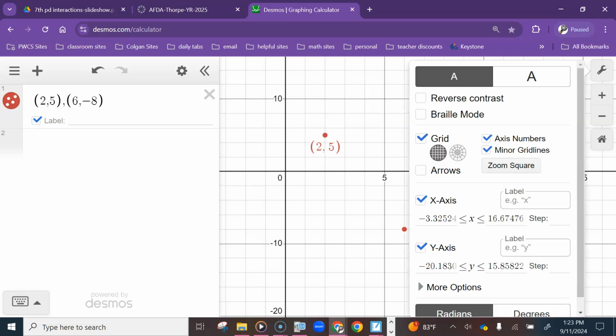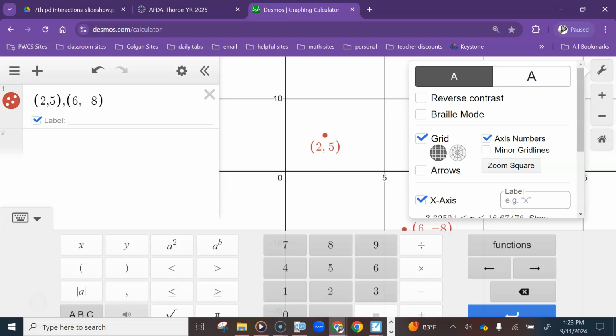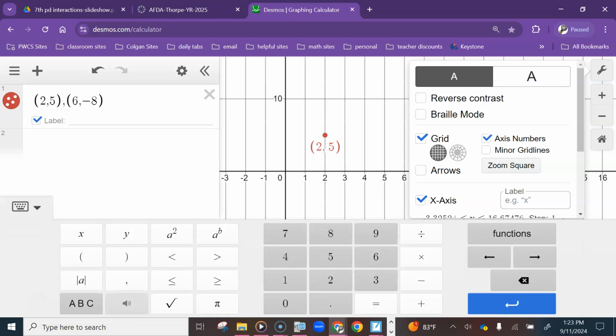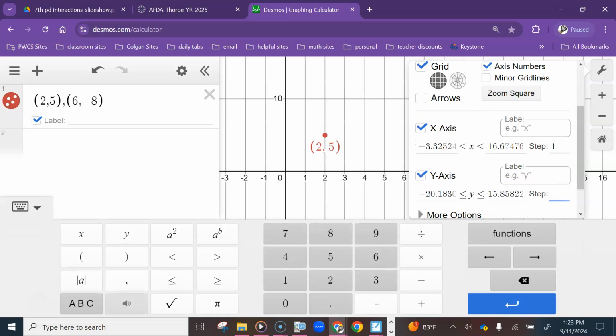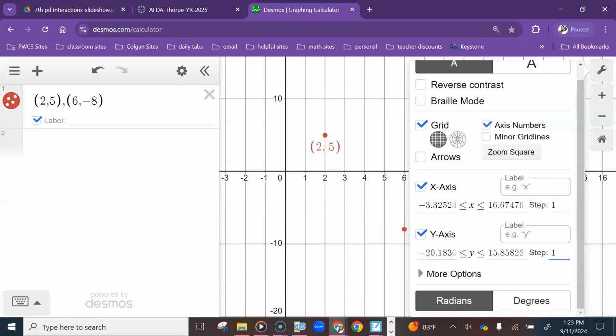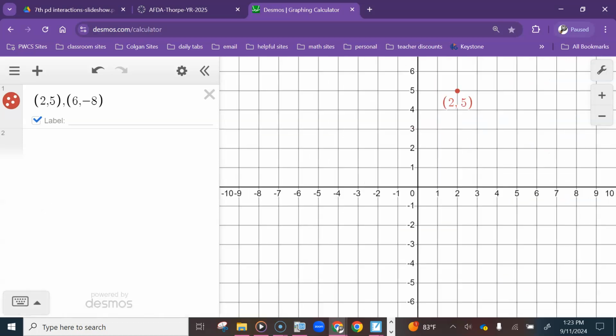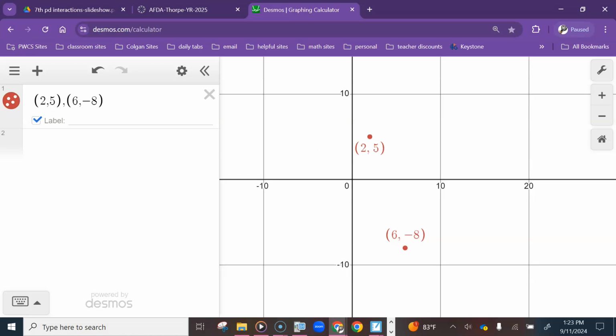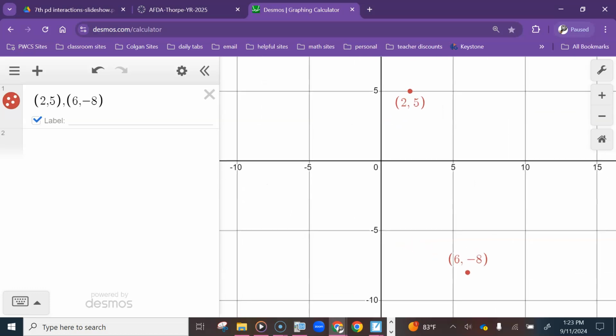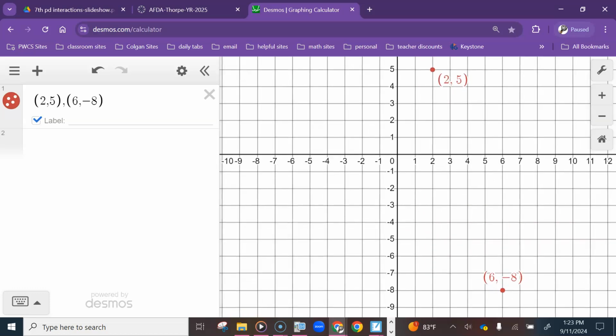So I change my settings. I turn off the minor grid lines, and I add in a step of 1 for both the X and Y. That way, anytime I move, unless I super zoom out, I can still easily count those numbers. That helps you do that. If you didn't grab an iPad, go grab an iPad.